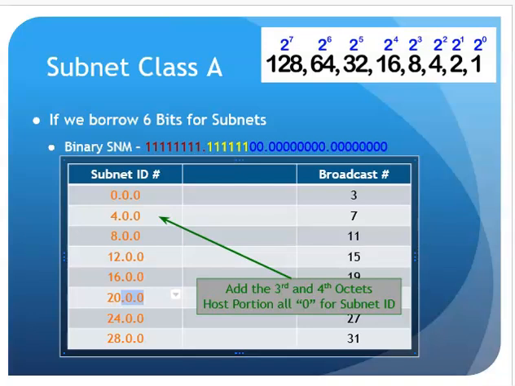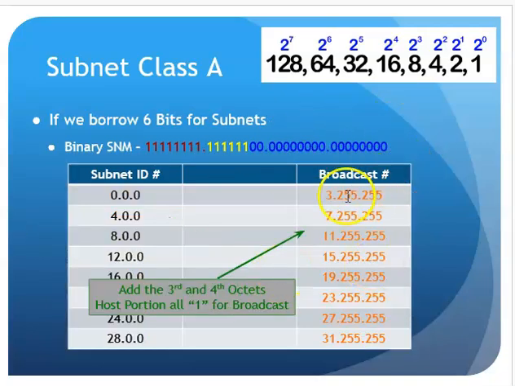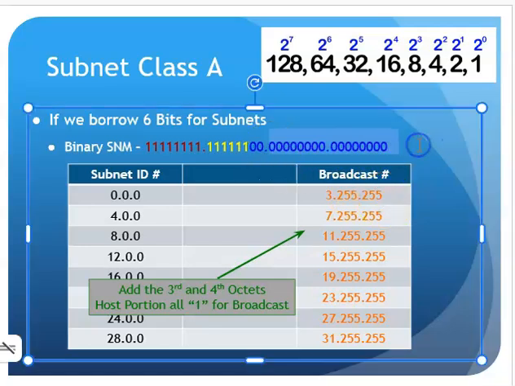On the broadcast side of things, remember I'm going to tag on all ones. All ones in these last 2 octets will be 255.255. So over here, if I start tagging on 255.255, that would be these last 2 octets as all ones, my broadcast address. So 3.255.255, 7.255.255, 11.255.255, 15.255.255, and so forth. These will now be my broadcast addresses.